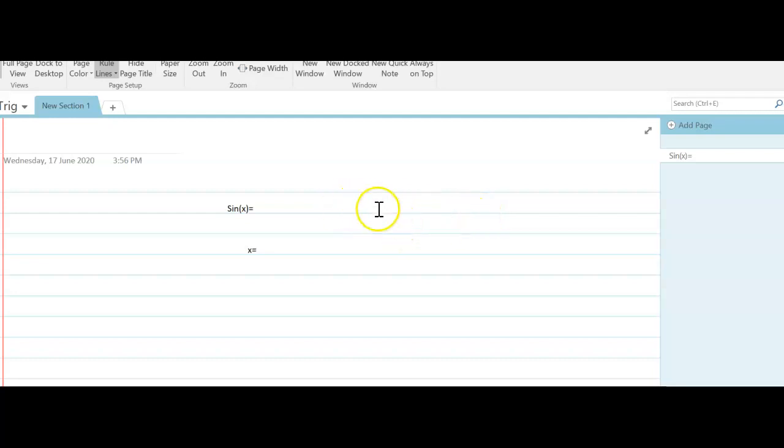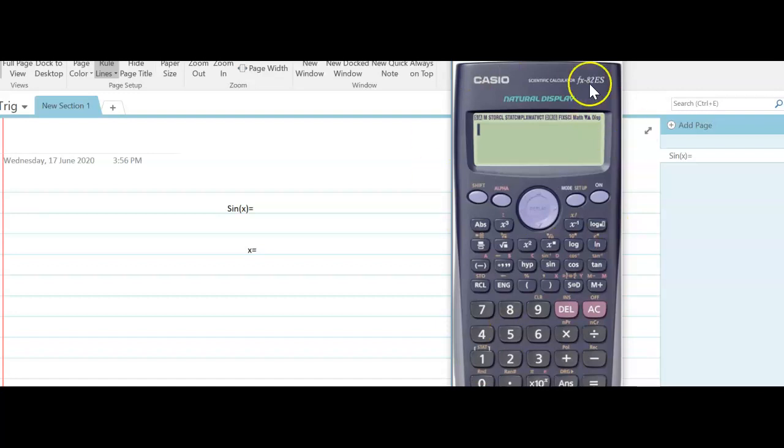Hi everyone, today we're going to be looking at trigonometry with a calculator. So let's have a look. This is the calculator I'm using, Casio FX82ES, but if you've got a similar calculator, you should still be able to work with me.